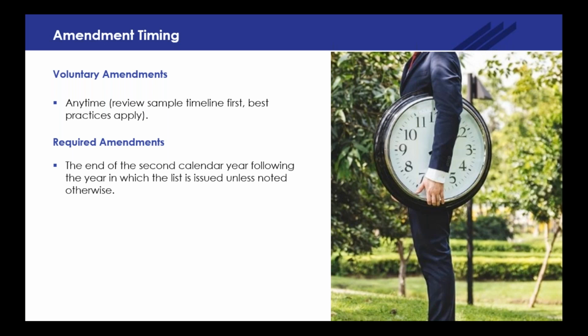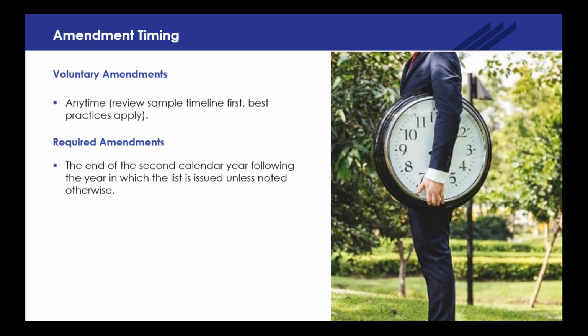Let's take a moment to talk about timing. So with the voluntary amendments, like we said, we can do them more or less anytime. Certain best practices and vendor standards apply, as I mentioned earlier, and I'll show you a sample timeline of some things to think about in just a moment. The required amendments, generally speaking, are due by the end of the second calendar year following the year in which the list is issued, unless noted otherwise.